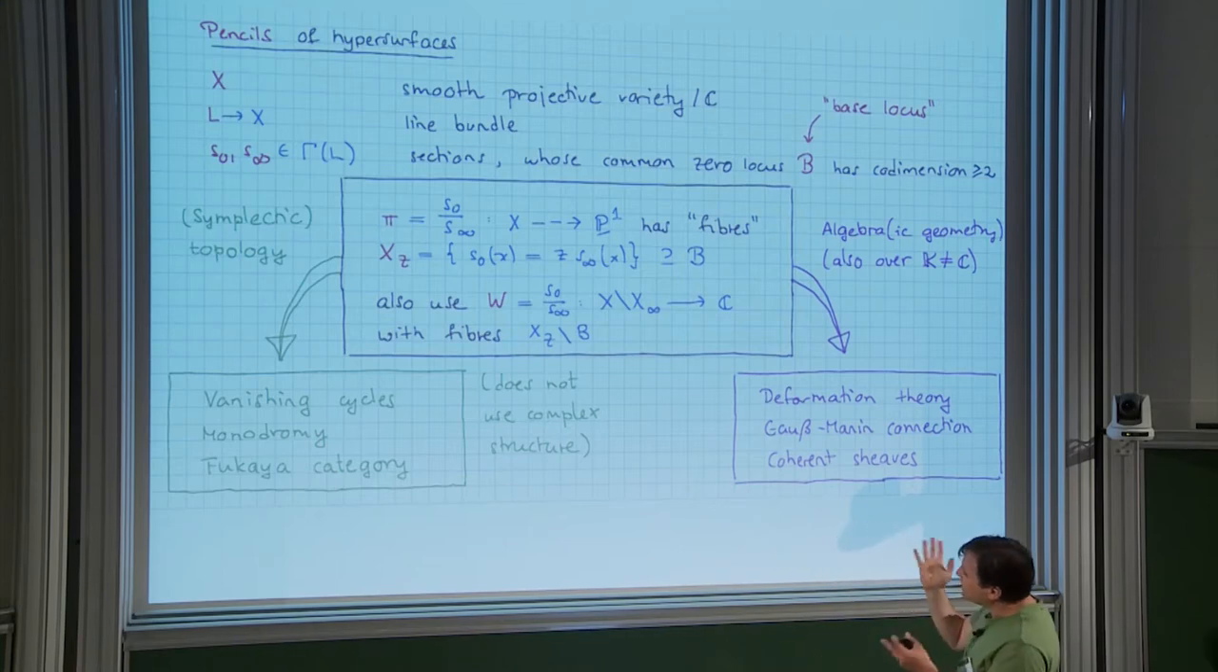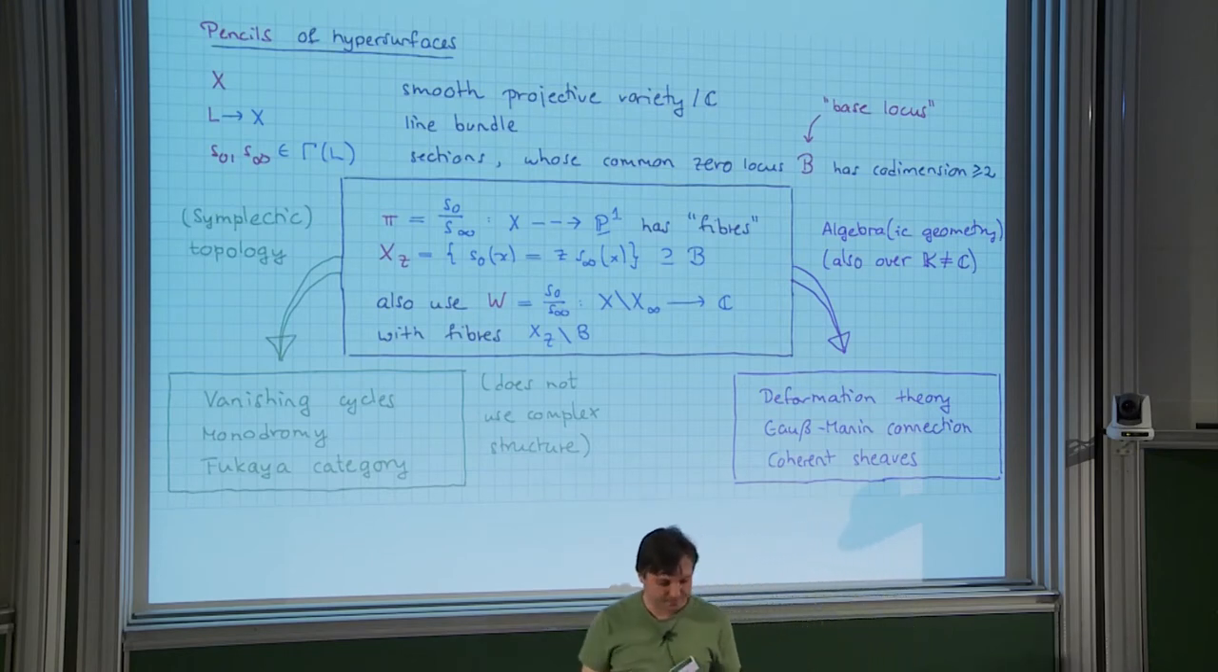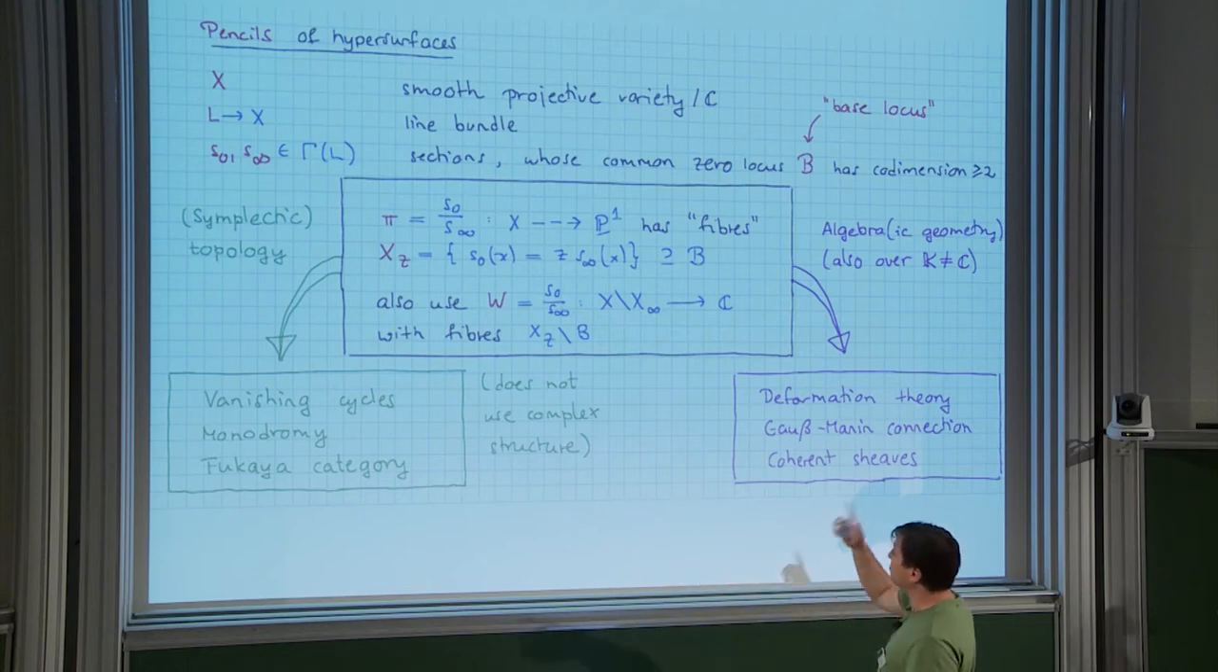Or if you mind the fact that the fibers intersect, then one thing you can do is remove one fiber, let's say the one at infinity, and then the quotient of these two sections becomes a well-defined function, which lands in the affine line. The fibers of that function W are not the original X_z, but the open parts where you remove the base locus.